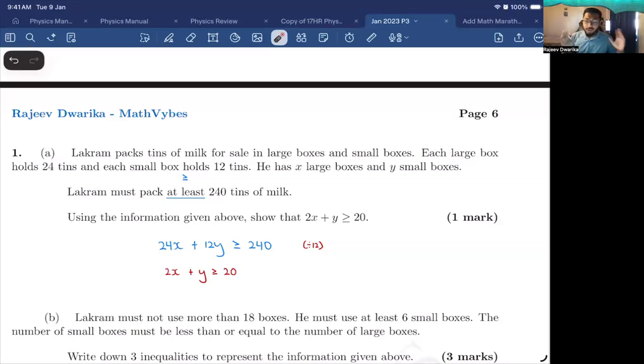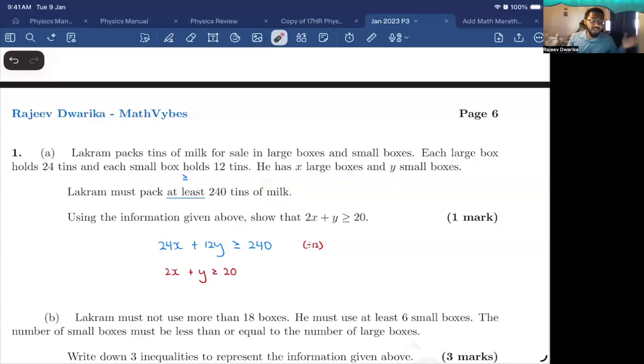Now, I don't just have large boxes. I also have small boxes. So we need to account for that as well. How much does one small box hold? 12 tins. Right. And how many small boxes did they say I have? They didn't tell us. But we are going to say 12 by y, because I'm asking that question, right?